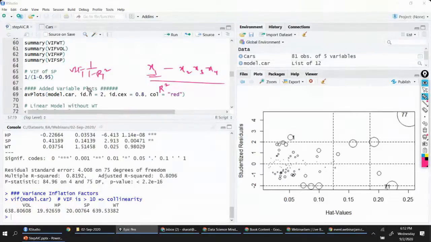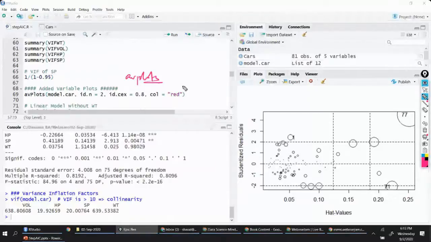Okay, similarly we do the equations for x2, for x3, for x4. Okay, we do the calculations for all these. And then we have AV plots. This is another technique wherein you check the correlations, the relation between y and x in that entire equation. Added variable plots basically talk about visual representation of the relationship.